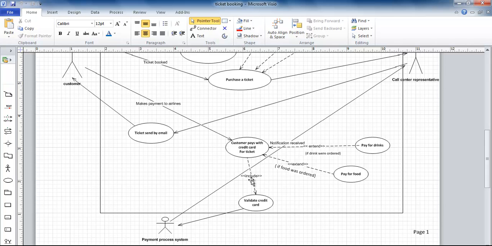It says include. Include is used when you want to use a process repeatedly, and you say, okay, this is a process, I am going to use it at many places. So you can break that process out and keep it, and you can say include this process. Now this process has been included in this process, and this process uses a payment process system that will actually validate the credit card, and it will send the confirmation notification directly to the call center representative, and the call center, if found correct, will send a ticket by email to the customer, and the customer gets the ticket.